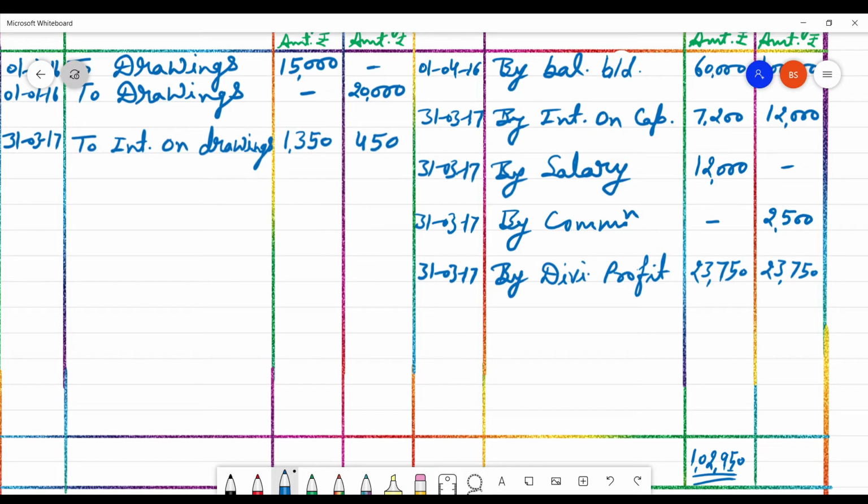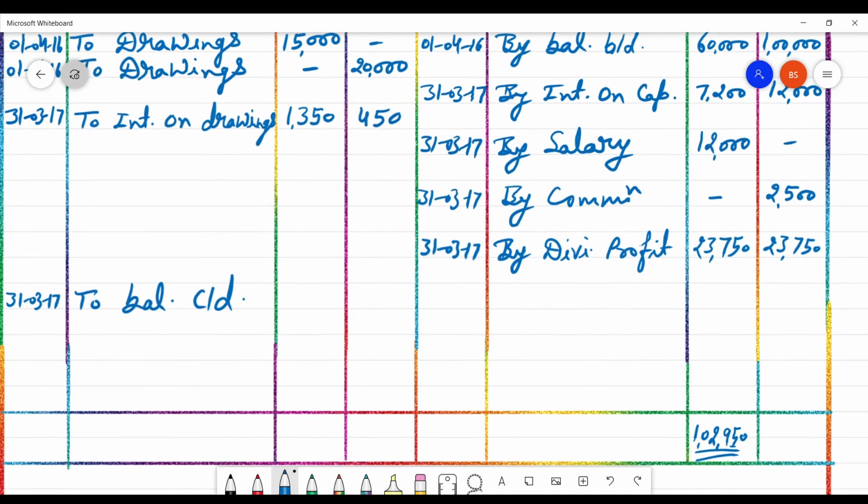And here we will write down on the last date, balance carried down, and also we will deduct 15,000 and 1,350 from the 1,02,950. Minus, the final value comes to 86,600.